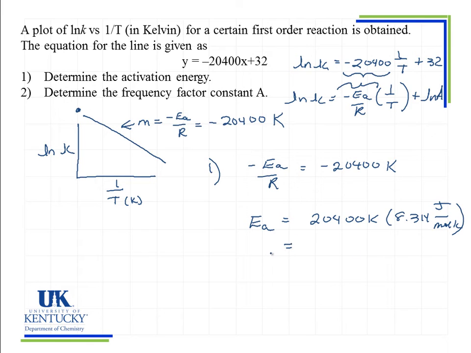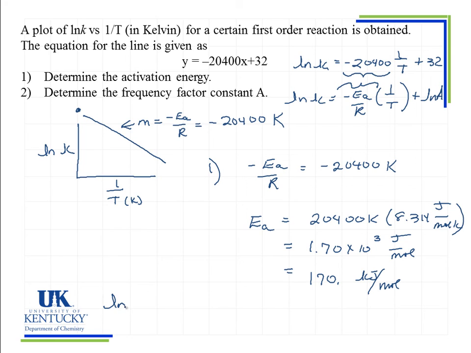This is going to give me an activation energy of 1.70 times 10 to the third joules per mole. Typically, activation energy is reported in kilojoules per mole, so that would be 170 kilojoules per mole. That's part 1. Part 2 is asking us to determine the frequency factor.